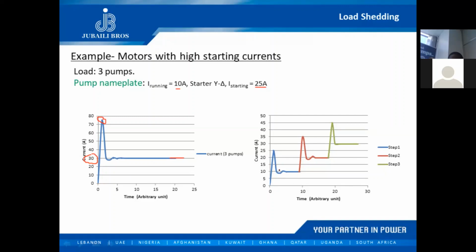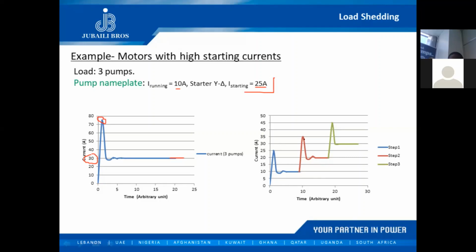Versus a case where I apply load shedding. So let's say I start with the first pump. I started, okay, it will reach a maximum of 25 amps and then it will drop down to 10. I wait for a few seconds, okay, I wait for some time. Then I start my second pump or my second step, okay.